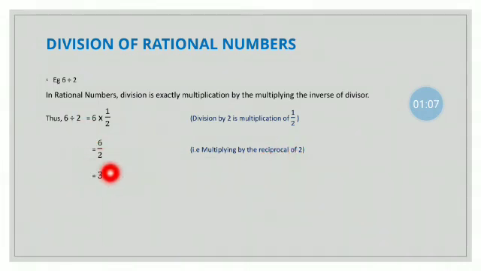Now this is not in the standard form, so I have to make it in the standard form. As 2 and 6 go in the table of 2, 2 ones are 2, 2 threes are 6. So the answer comes to be 3.